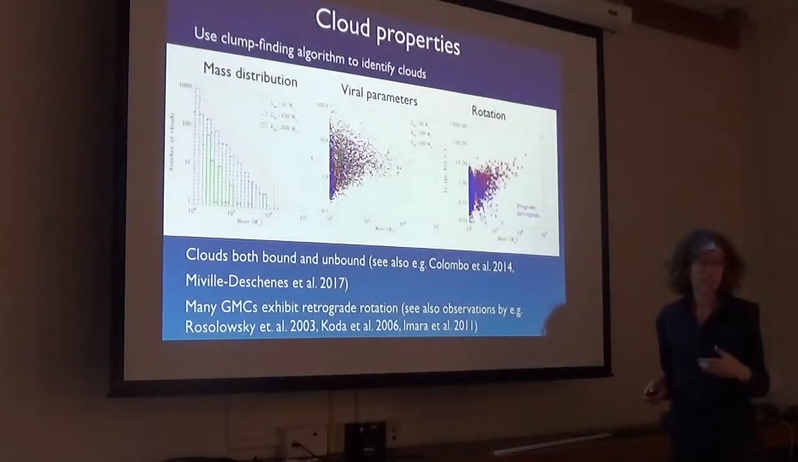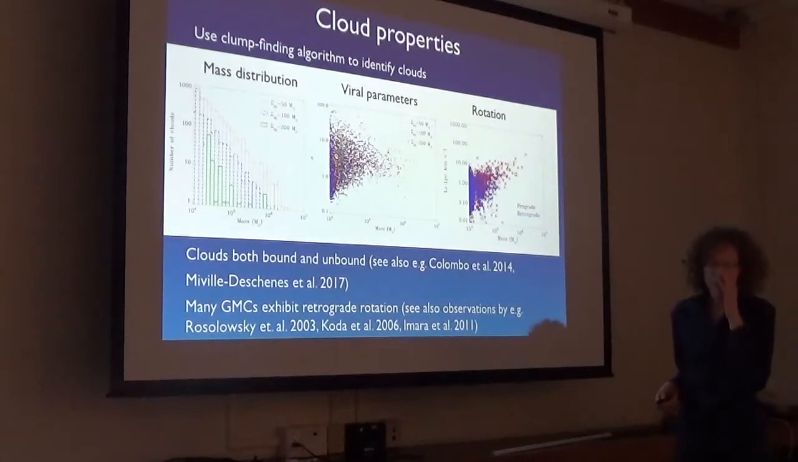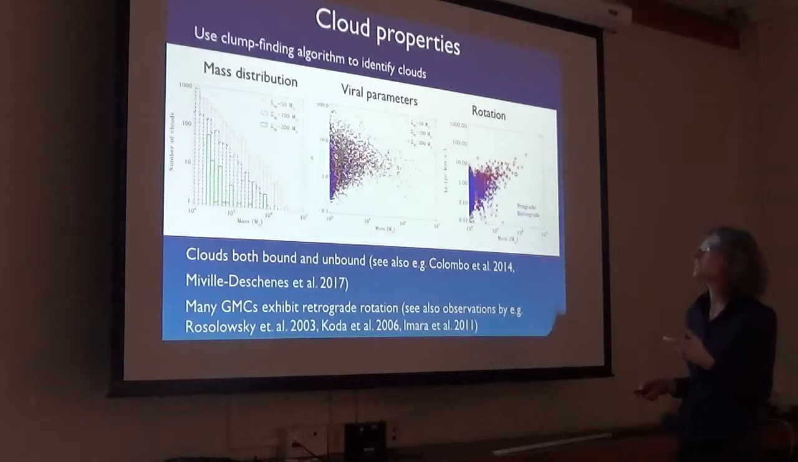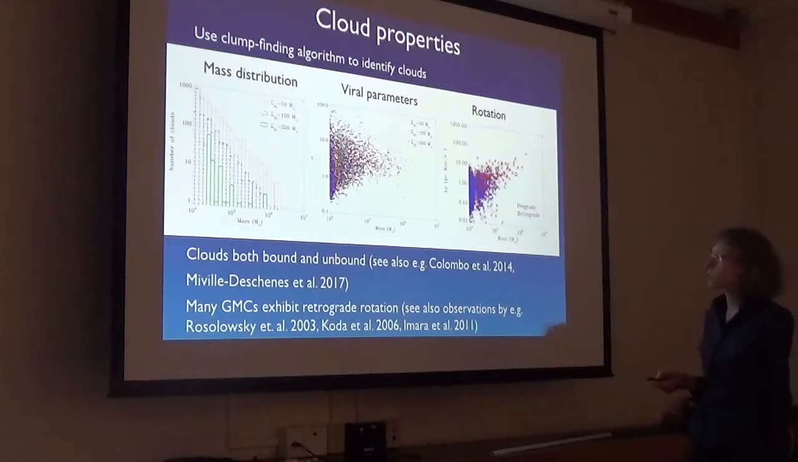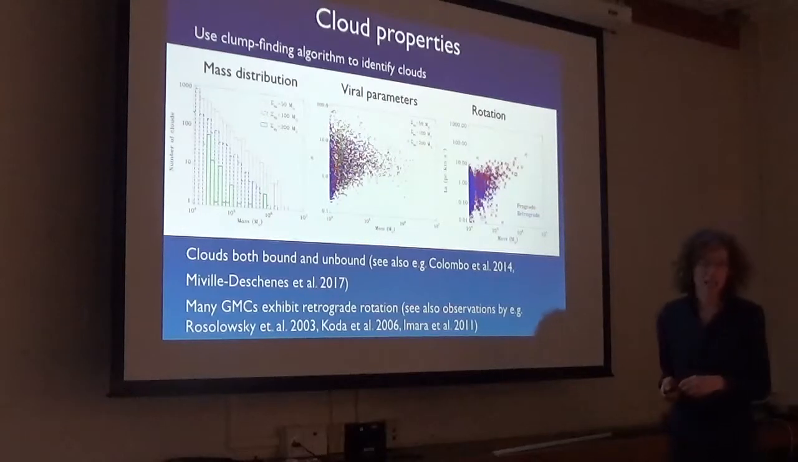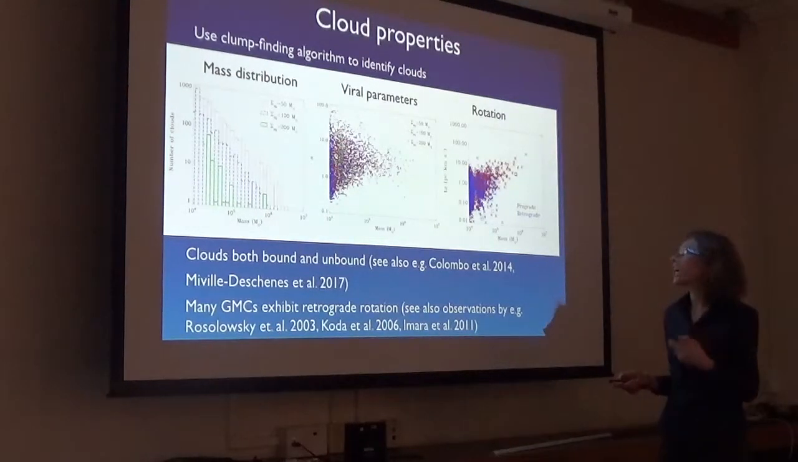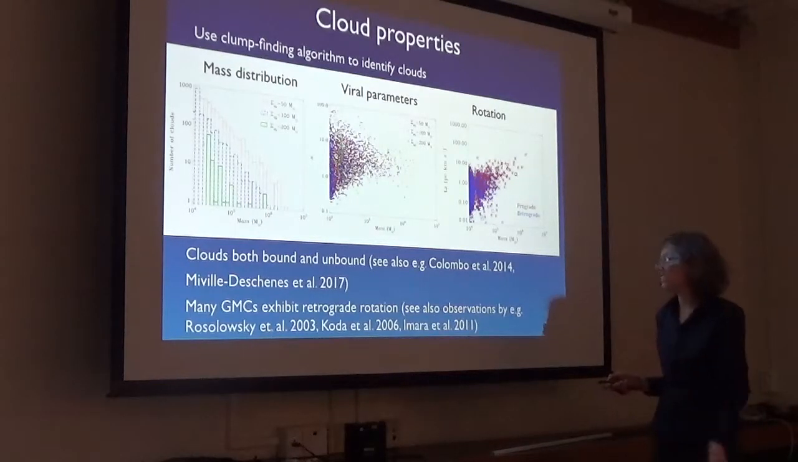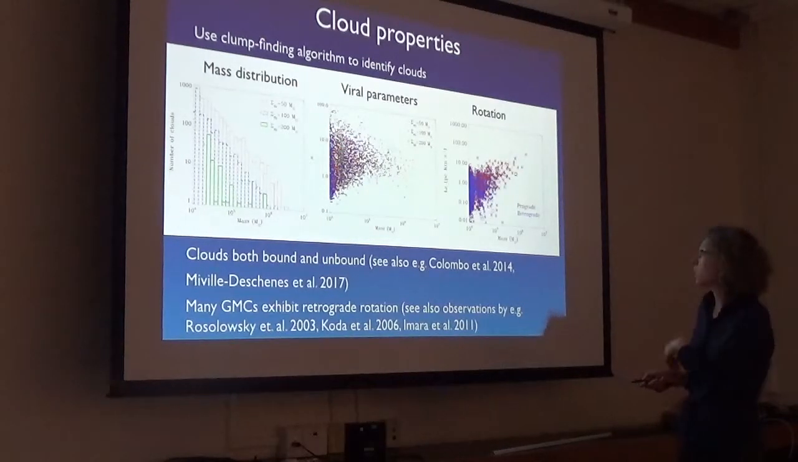So we can then try to extract clouds from these simulations. I've just used a simple clump finding algorithm that divides the grid into cells and then selects cells above a given surface density. Surface density is shown in the captions here. We can look at things like the mass distribution of the clouds, their other parameters, and their rotation. We found, for example, that the clouds appear to be both bound and unbound, and I think this agrees with various observations of both external galaxies and within our galaxy.